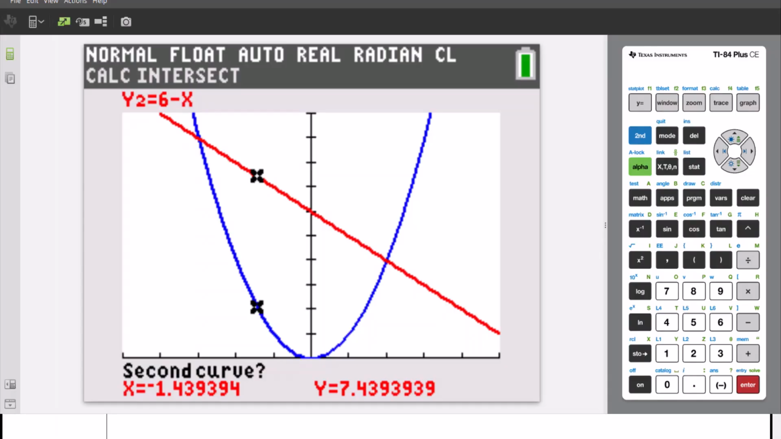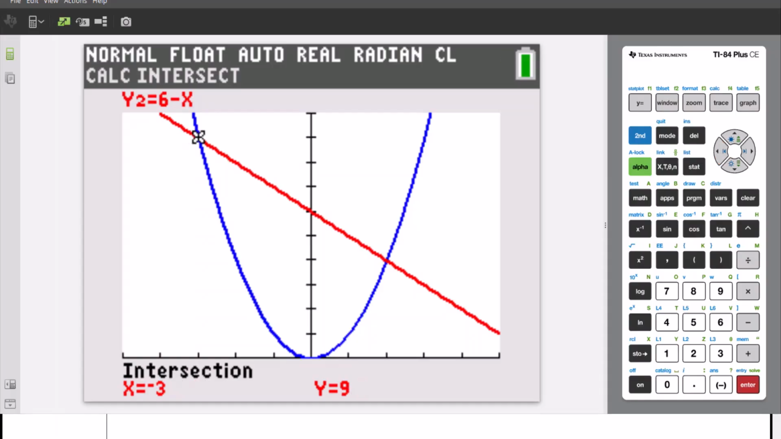Now the calculator wants to know what is the second curve. And you can see the blinking cursor is now on the red line. So I'm going to click Enter again. And now it says Guess. So this is what's important here. Since there are 2 intersection points, I'm going to take my cursor and move it to the intersection point that I would like to find. So just get it close enough to either the left intersection point or the right intersection point, depending on which one you want to find. So right now, I want to find the left intersection point, so I'm going to get my blinking cursor as close as possible to that, and then just click Enter.